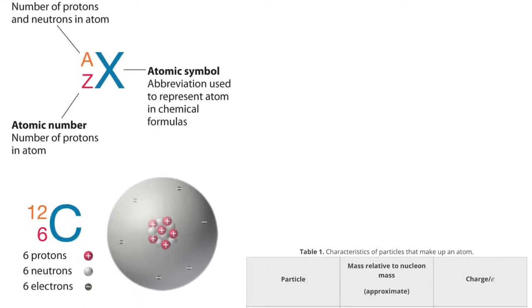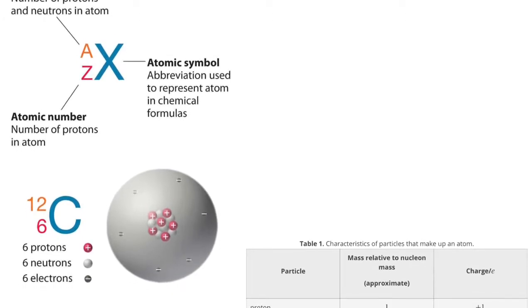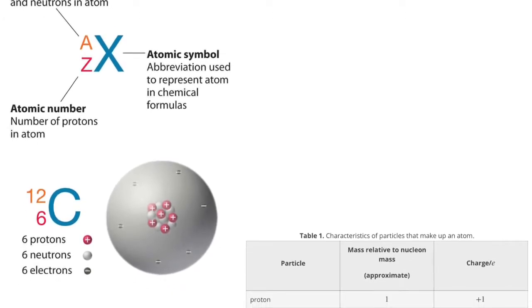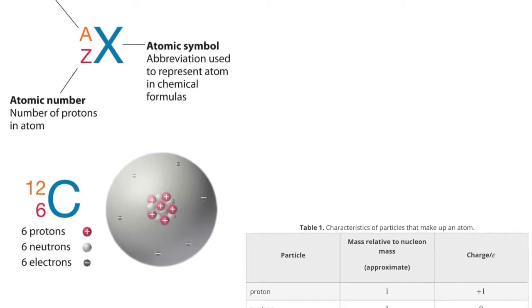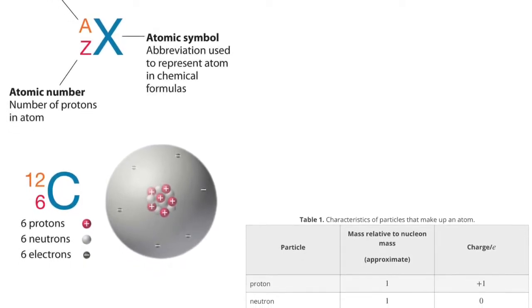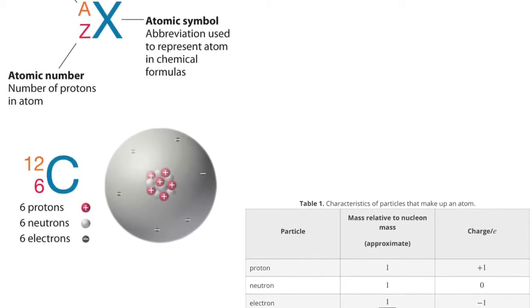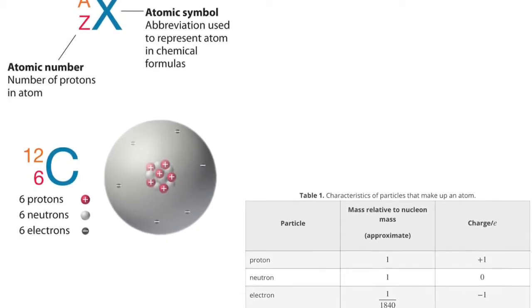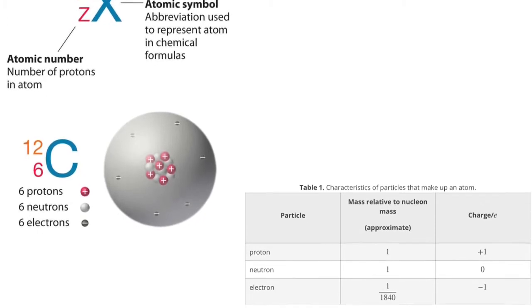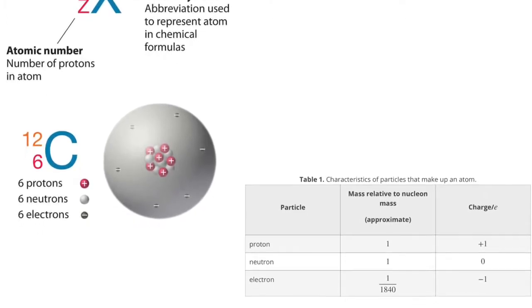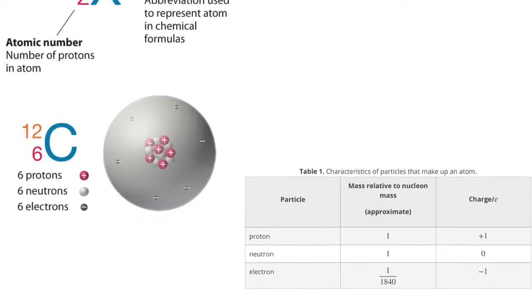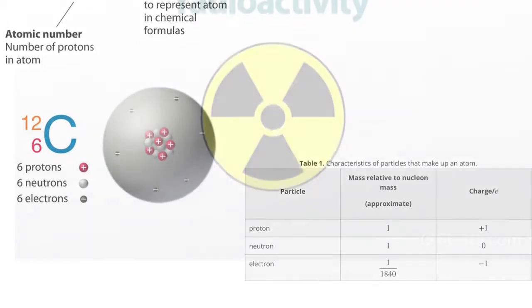The nucleus obtains its positive charge from protons. Each proton has the same magnitude of charge as the electron, which we refer to as the elementary charge, e, and has a value of 1.6 times 10 to the power of negative 19 coulombs. The proton has a charge of positive e, while an electron has a charge of negative e.